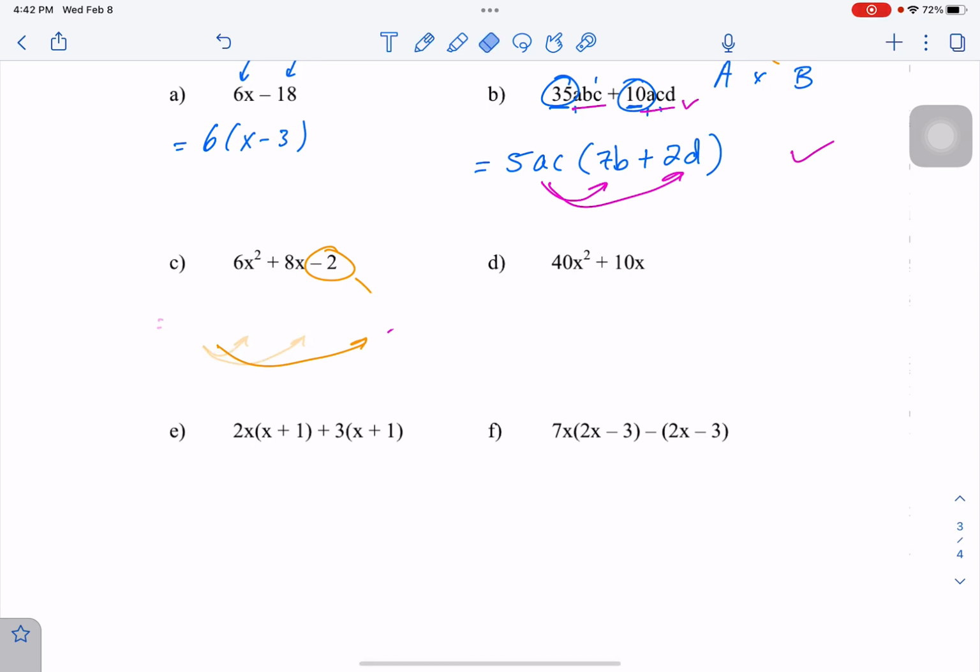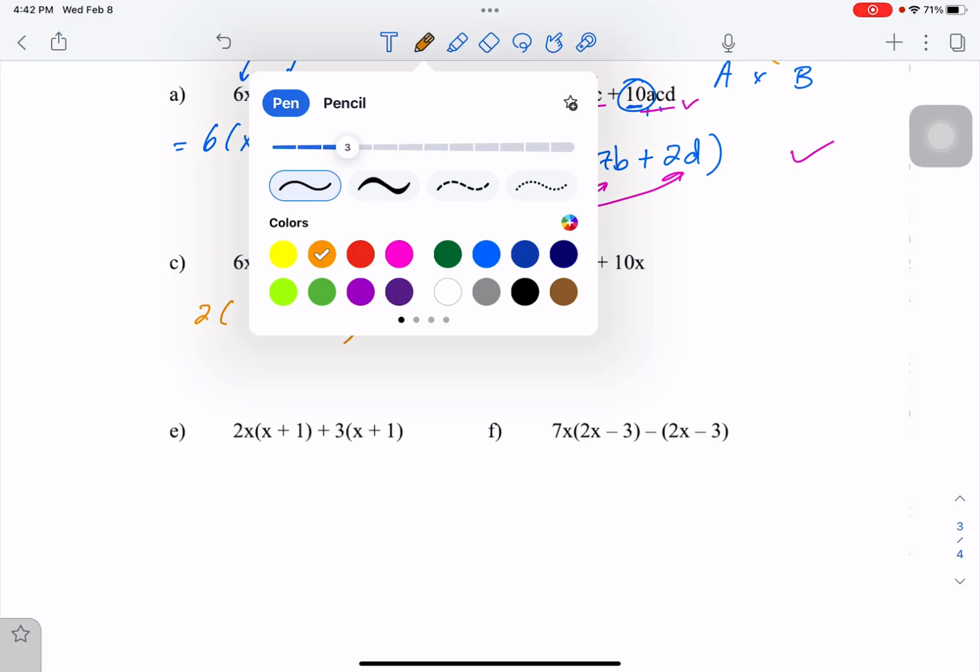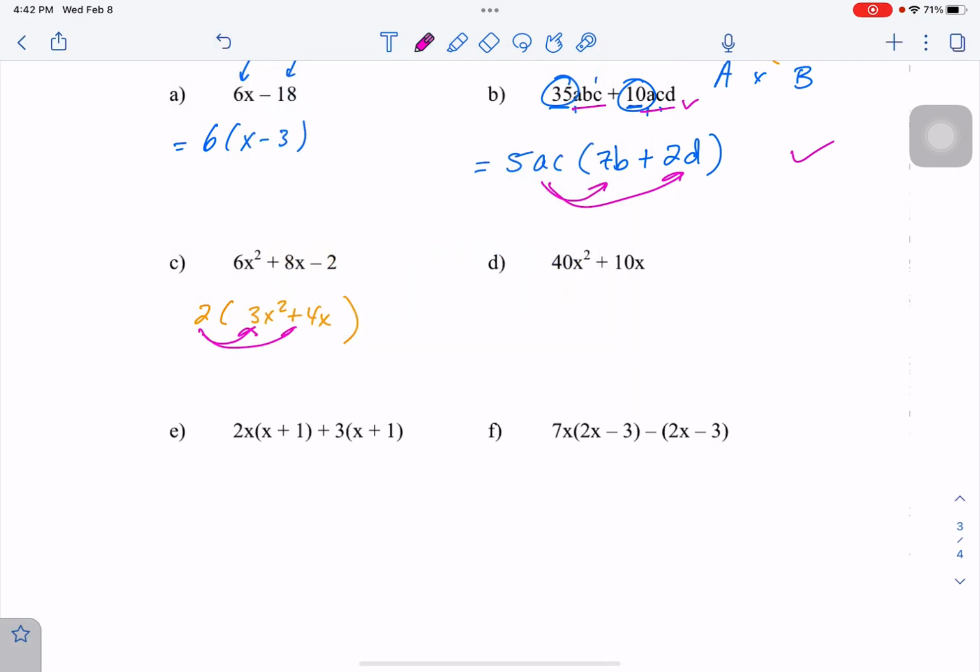So this is what people will do and get it wrong. They're going to put the 2 out. They're going to go 3x squared plus 4x. Boom. And they're going to be wrong. They're going to be very wrong, because if we expand this, you'll see you get 6x squared plus 8x, and you're missing that negative 2. So that is very wrong. To do it right, we take out that 2, and we're left with 3x squared plus 4x, but 2x divided by 2 leaves us with the negative 1 there. So let's remember that we need that.